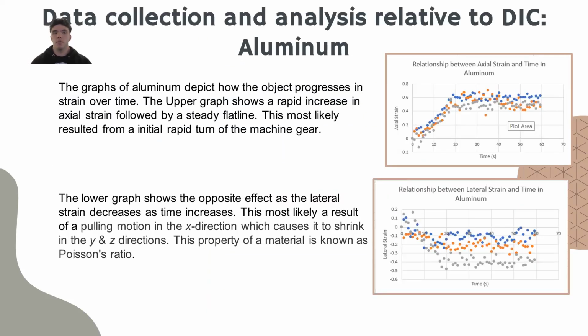For our aluminum sample, as you can see, the graphs to the side depict how the object progresses in strain over time. The first graph on the top right shows a rapid increase in axial strain followed by a steady flat line. This most likely resulted from an initial rapid turn of the machine gear. The lower graph shows the opposite effect as the lateral strain decreases as time increases. This is most likely a result of a pulling motion in the X direction, which causes it to shrink in the Y and Z directions. This property of a material is known as Poisson's ratio.